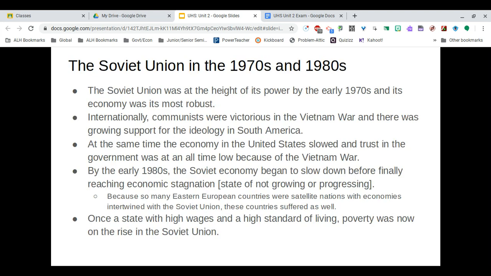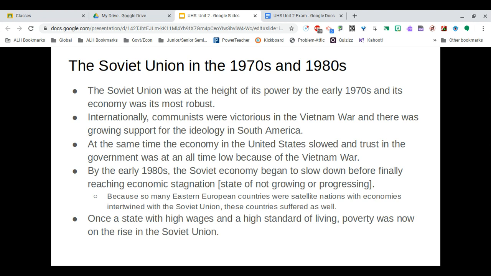So, like I just talked about, the Soviet Union in the 1970s was at the very height of their power. They're going to decline very, very quickly. There were communist victories in Vietnam. Many communist countries were being taken over in South America, and the United States economy started to slow down. People in the United States didn't trust the government anymore after everything they dealt with in Vietnam. We were in the middle of a gas crisis. Our economy was tanking, and when people looked at the two countries, they saw the Soviet Union as being very successful and the United States as being kind of not successful.